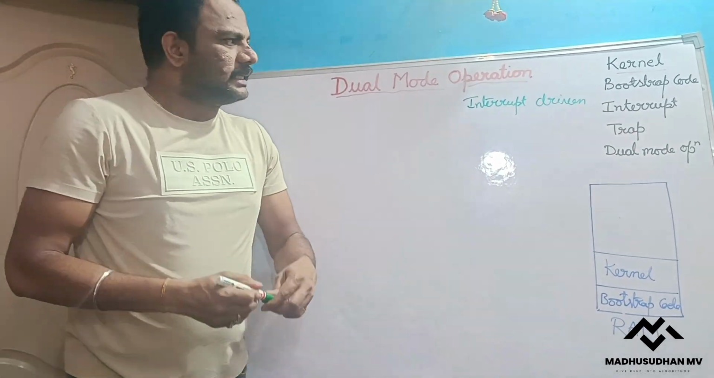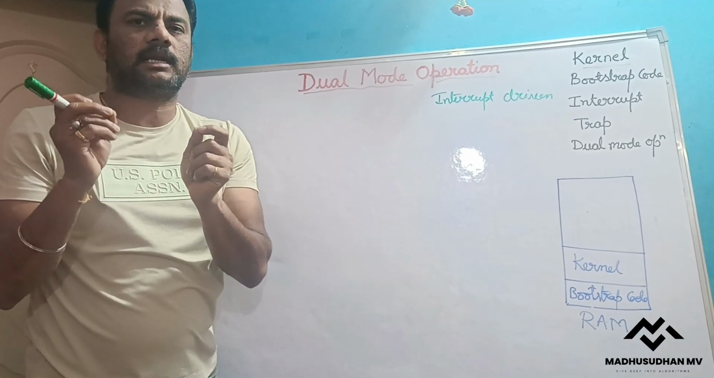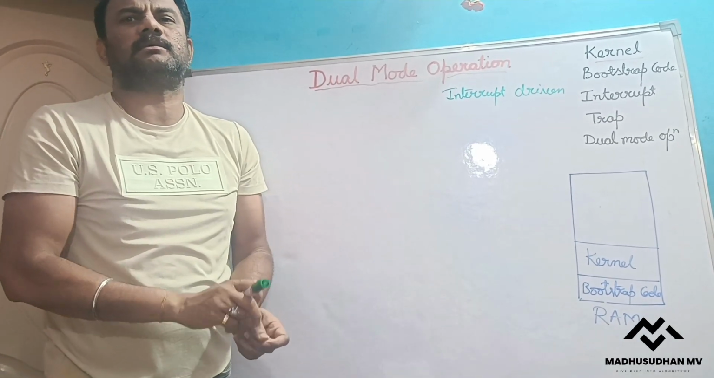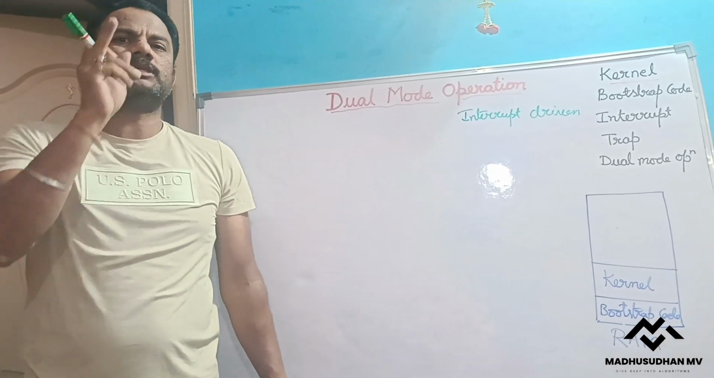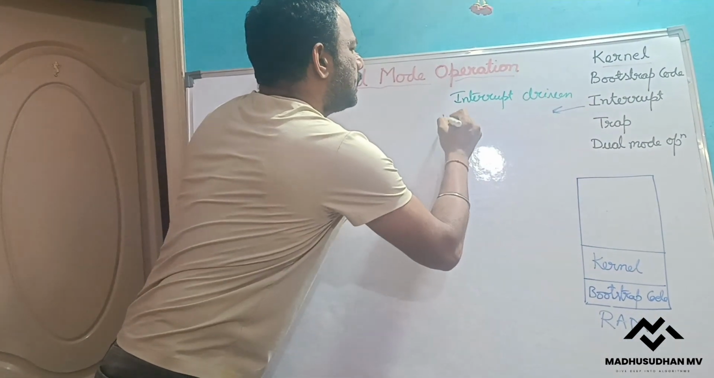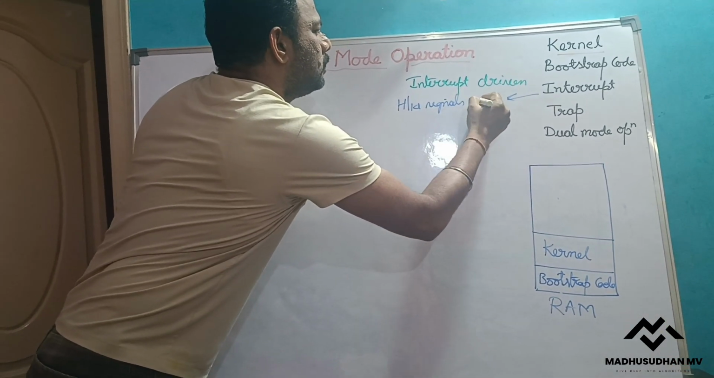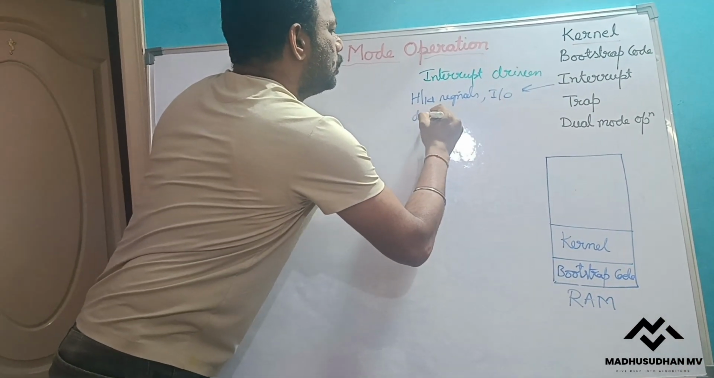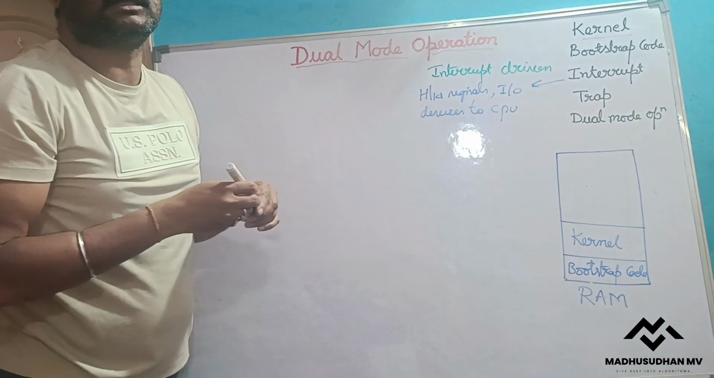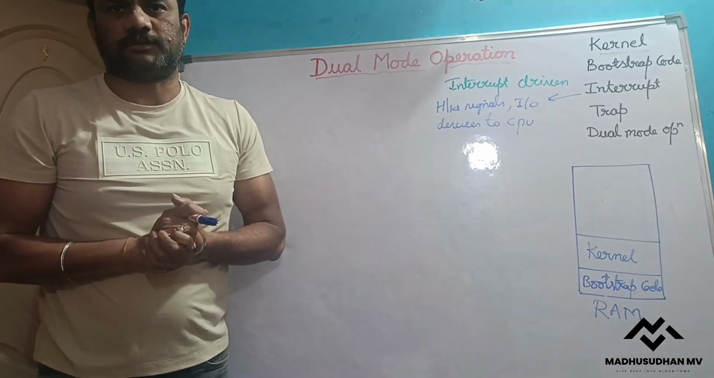See, these interrupts are nothing but hardware signals generated by the IO devices, either by the input devices or by the output devices, to the CPU. These interrupts are what? Hardware signals generated by whom? IO devices. To whom? To the CPU. For what purpose? In order to indicate I am ready for so and so data transfer.